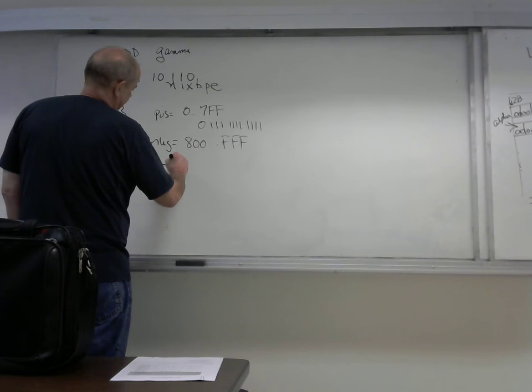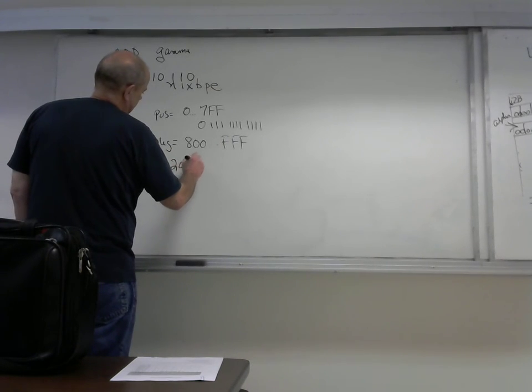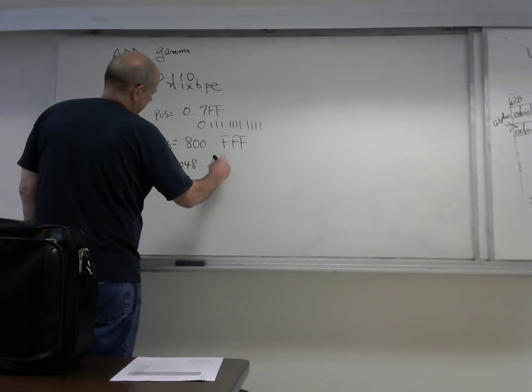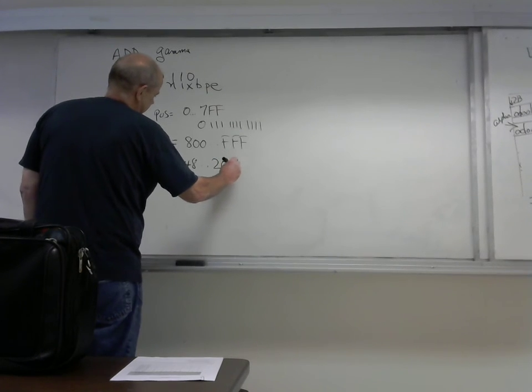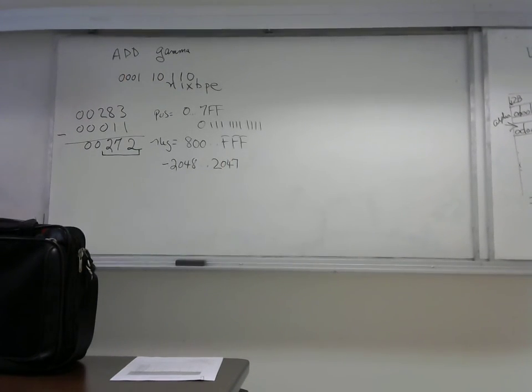Minus 2048, up to 2047. These are the range of possible offsets in base 10. But it's just as easy to do it in hex.